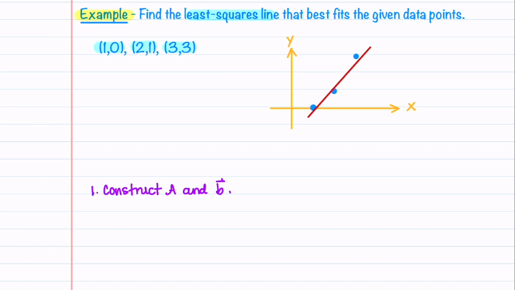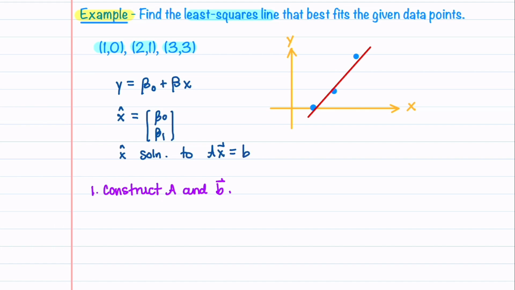Let's begin by writing down an equation for this line of best fit. Our equation can be written as y is equal to beta 0 plus beta 1 times x. Let's then set a vector x hat equal to these parameters, beta 0, beta 1, and this x hat is going to be our least squares solution. Let's write down that x hat is our solution to our linear system A times x is equal to b. Now what we have to do is construct A and b from our data points.